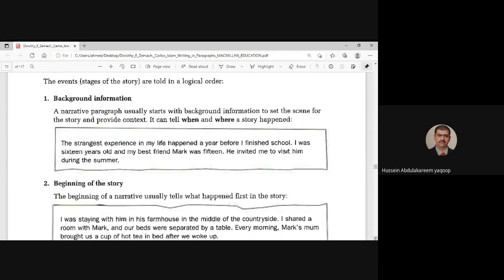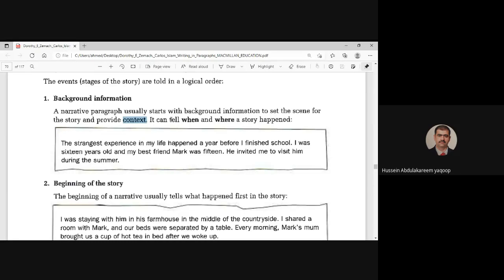The background information, as I said before, is equal to the topic sentence, and it can be an alternative to the topic sentence. But there must be a reference to when and where. When we say when and where, we mean the time and the place. A narrative paragraph usually starts with background information to set the scene. I think you study this in literature for the story and provide the context. Context means setting the stage for the events of the story.